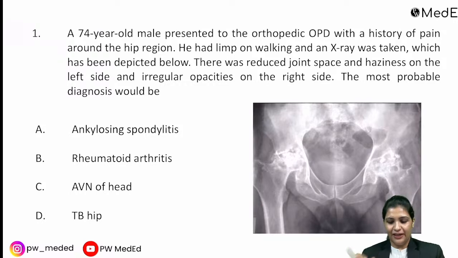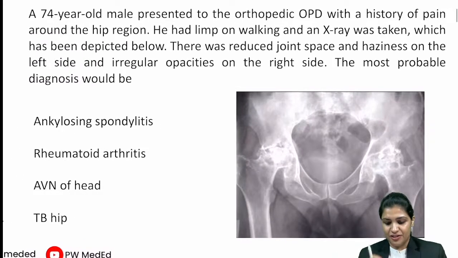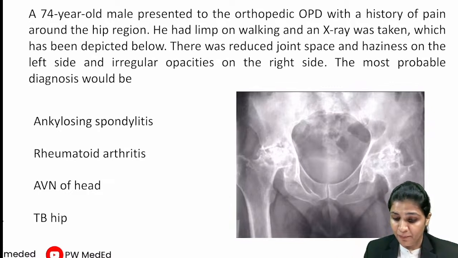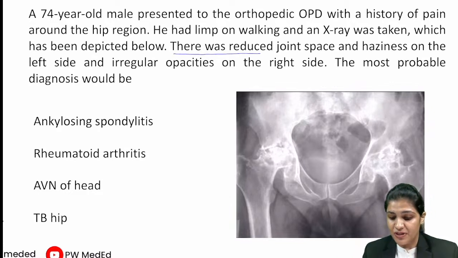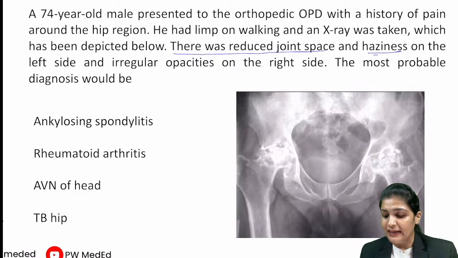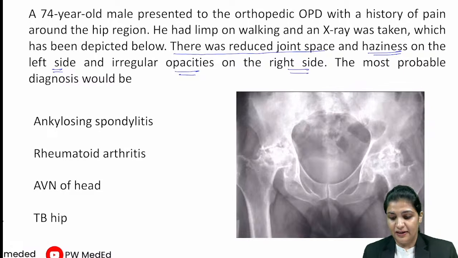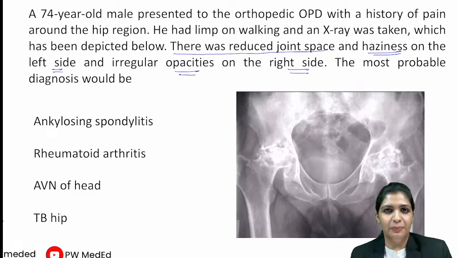You can see in the x-ray that there is a destruction. You are not able to see the head, you're not able to make out the acetabulum, and they have written something for us: a reduced joint space and a haziness on the left side with irregular opacities on the right side. So what would be the most probable diagnosis?